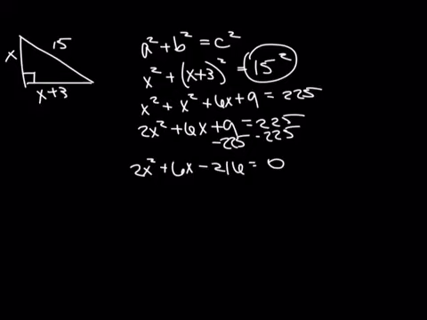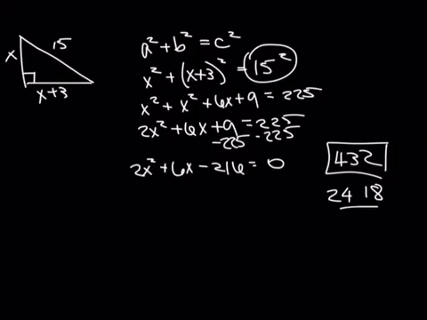So 2 times 216, that's 432. So two numbers multiplied together give me 432, added up give me 6. After playing with my calculator a little bit, I get 24 and 18. Those multiplied together give me 432, and the difference between them is the 6.